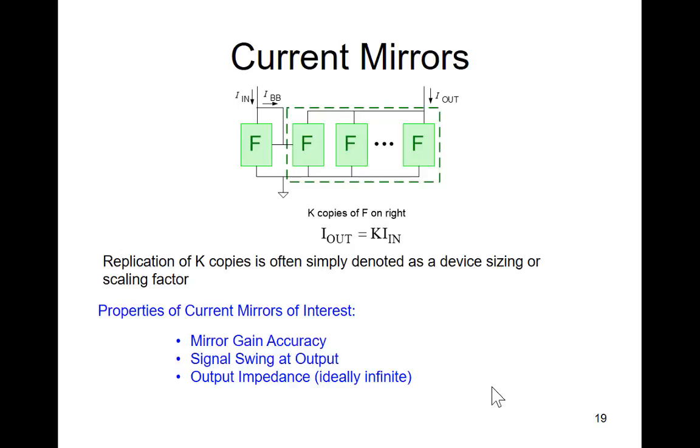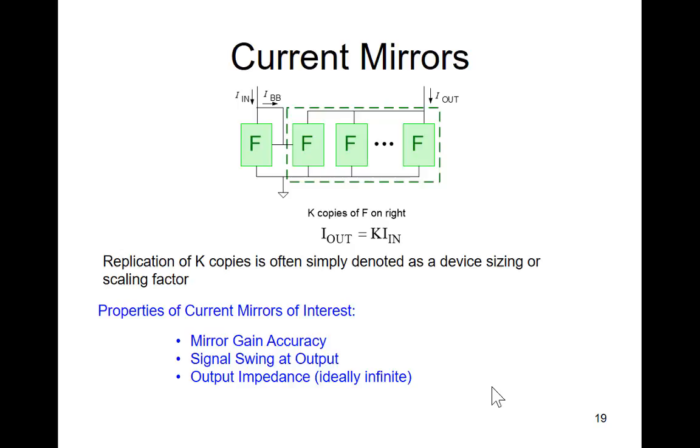There are several properties of current mirrors that we're concerned about, not only for op amps, but when we get into data converters. We will not be so concerned about mirror gain accuracy for op amps, but we will use current mirrors a lot in data converters, and there the mirror gain accuracy will be really important. We will be interested in the signal swing at the output of the current mirror, because the current mirror also sits on the output node. If the current mirror doesn't have much signal swing, we won't have much signal swing on the output of our op amp.